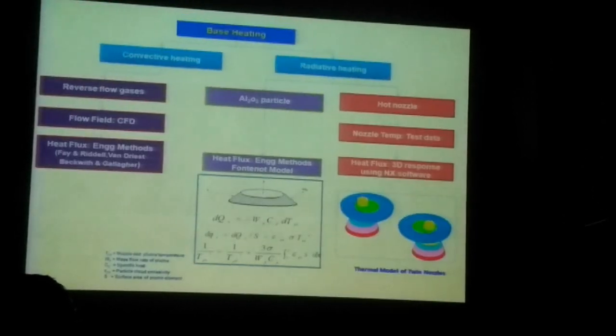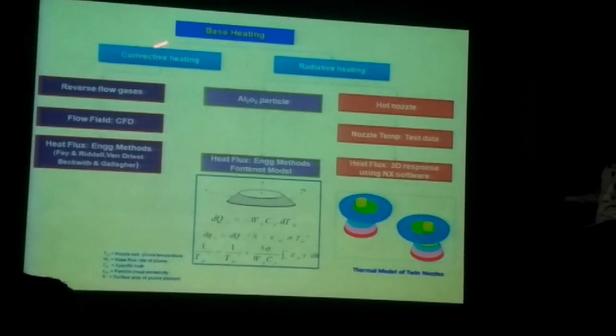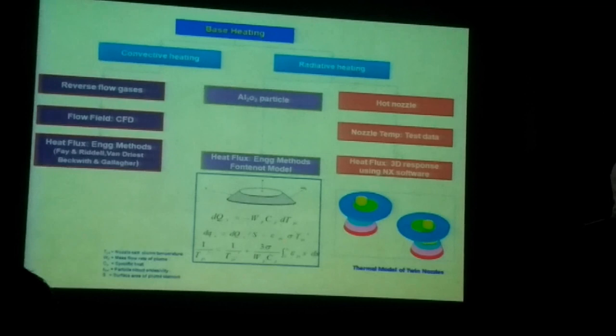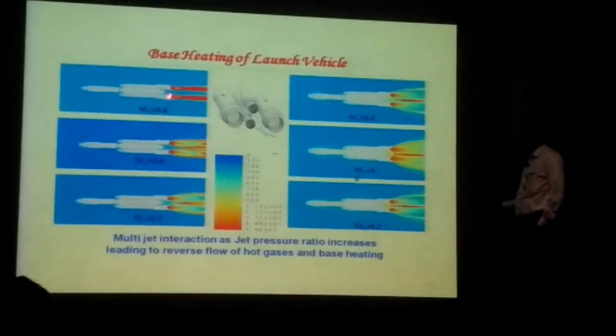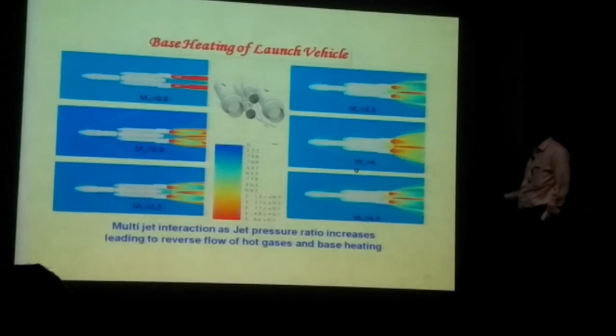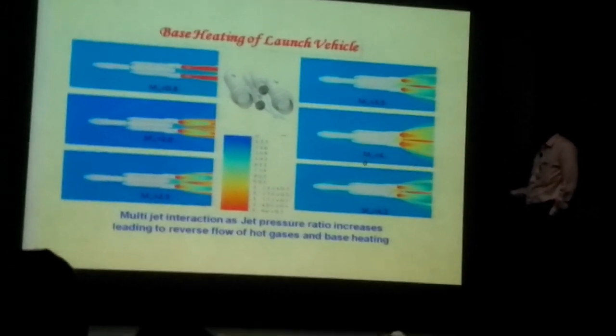During the convective heating, where the jets interact, we have the reverse flow, and there is more convective heating taking place. These are some of the base heating, convective and radiative heating, and there are engineering methods also for this. And this is the typical flow field, showing how the base heating becomes dominant as it goes higher and higher in altitude.